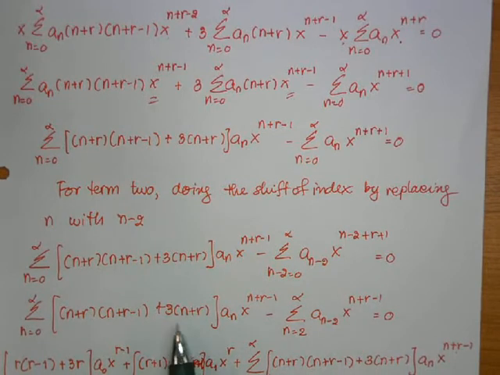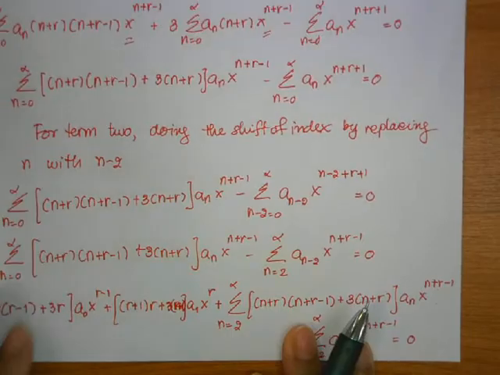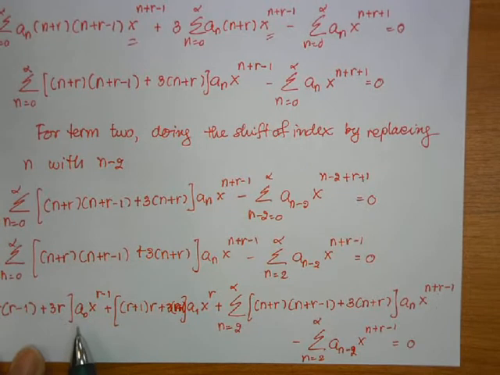Now, this term and this term have the same power of x, but we cannot combine them yet because we have n starting from 0 here and n starting from 2 there, so you cannot combine them together. So we can put the number of n equal to 0 and n equal to 1 with this function, and then put the rest as a summation starting from n equal to 2. By doing that, I have these two terms.